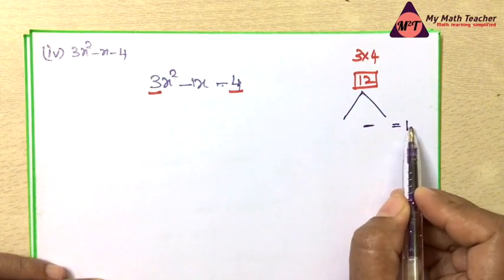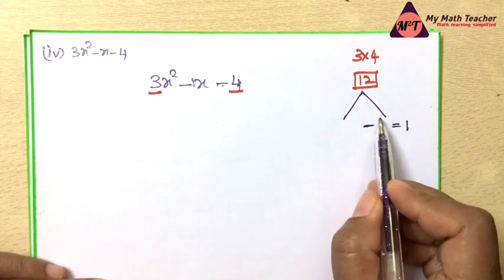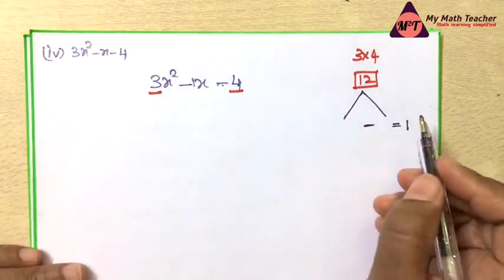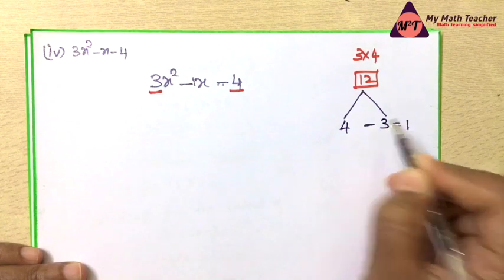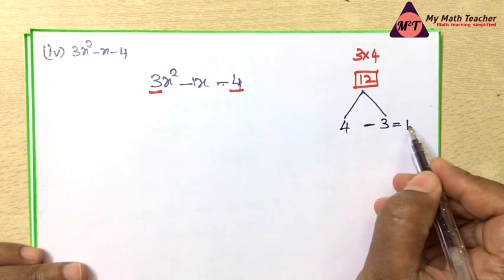Subtract two numbers, you will get 1. When you multiply the same numbers, you should get 12. By now you can straight away give the answer. What is that? 4 3s are 12. 4 minus 3 is 1.